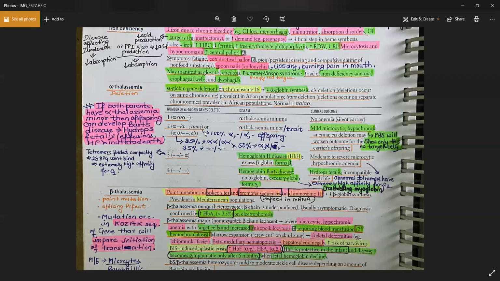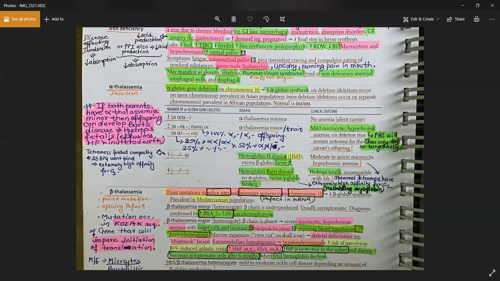Okay, if one alpha gene is lost, that means 25% of the alpha chain is lost. If two alpha genes are lost, that means 50% of the alpha chain is lost. If three alpha genes are lost, that means 75% of this chain is lost. If all four alpha genes are lost, that means 100% is lost. Is that okay?